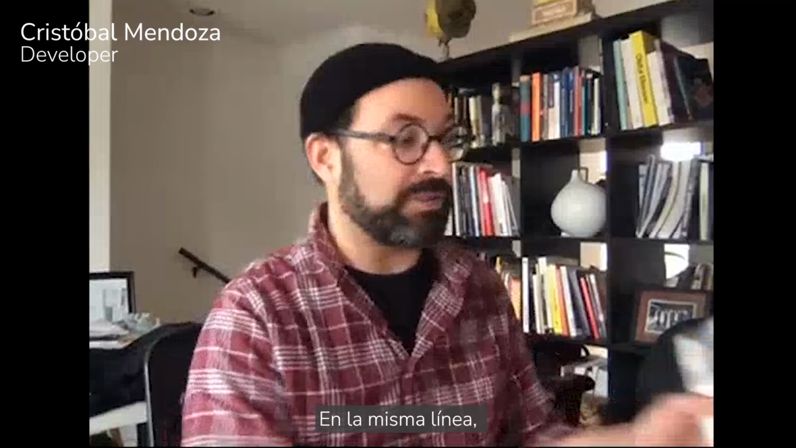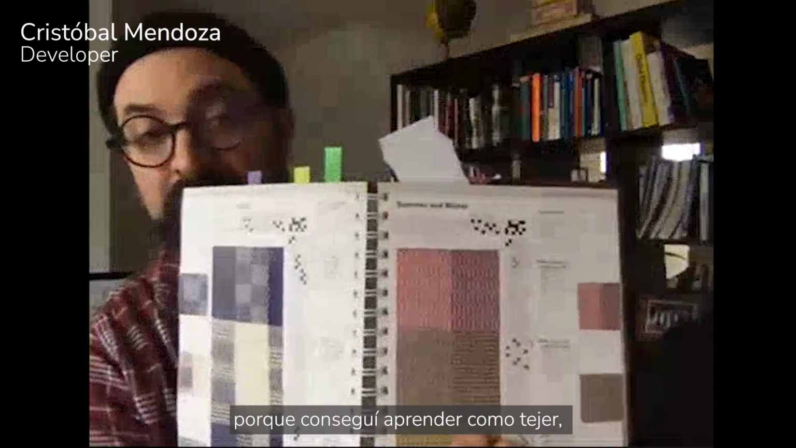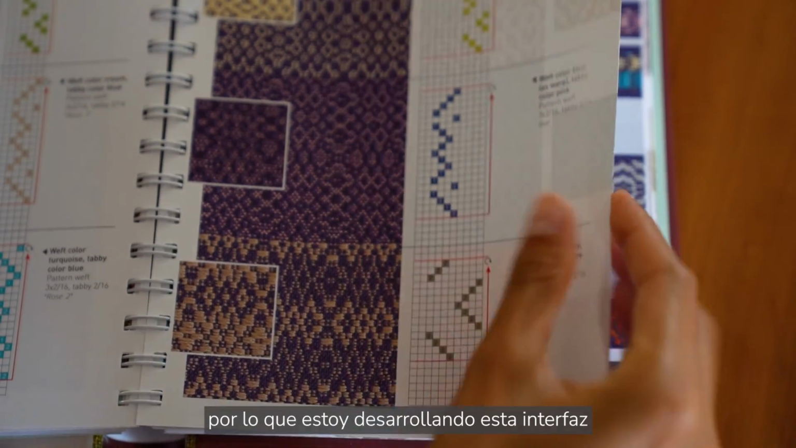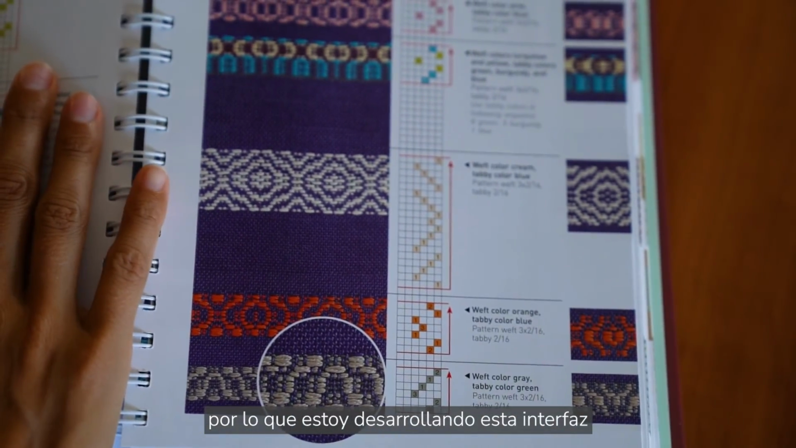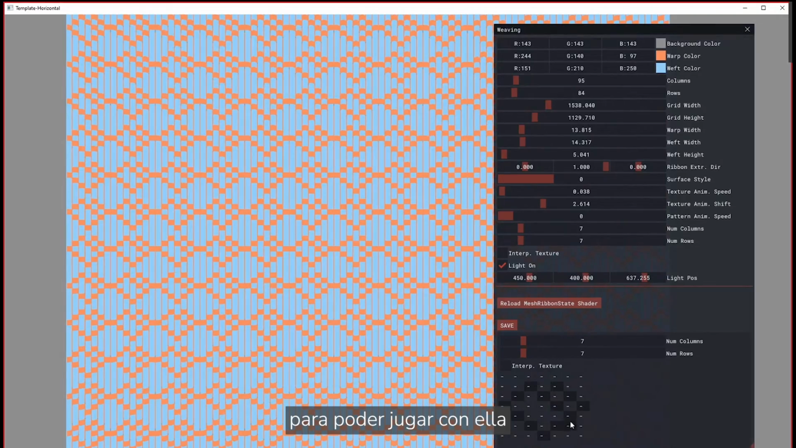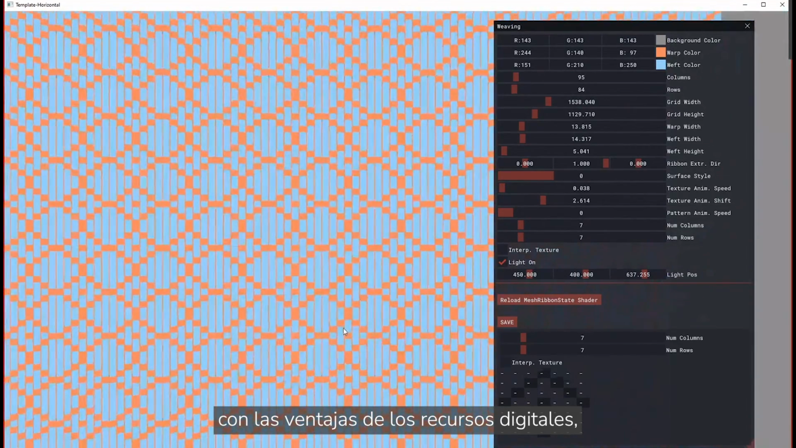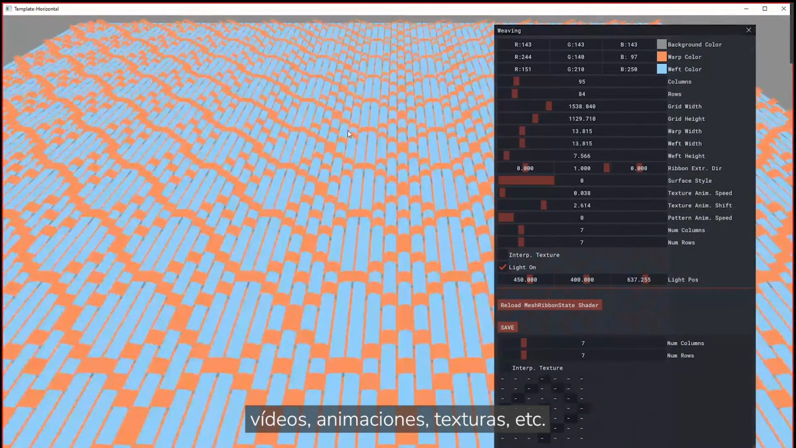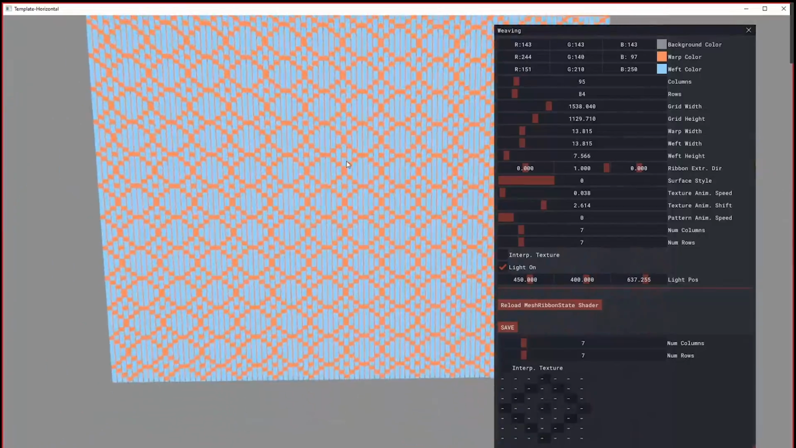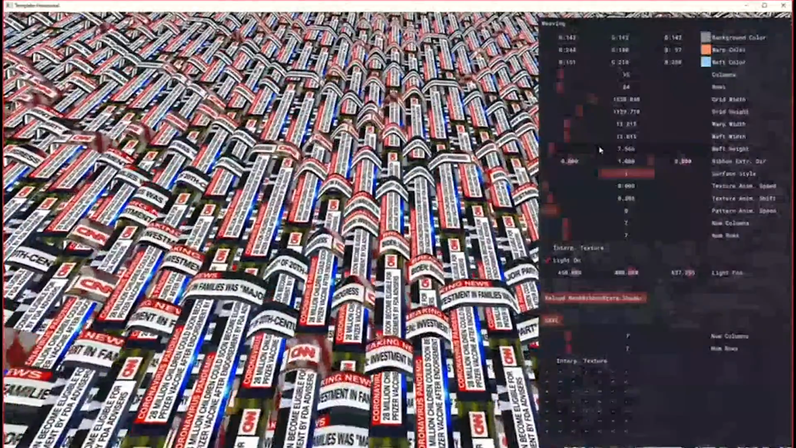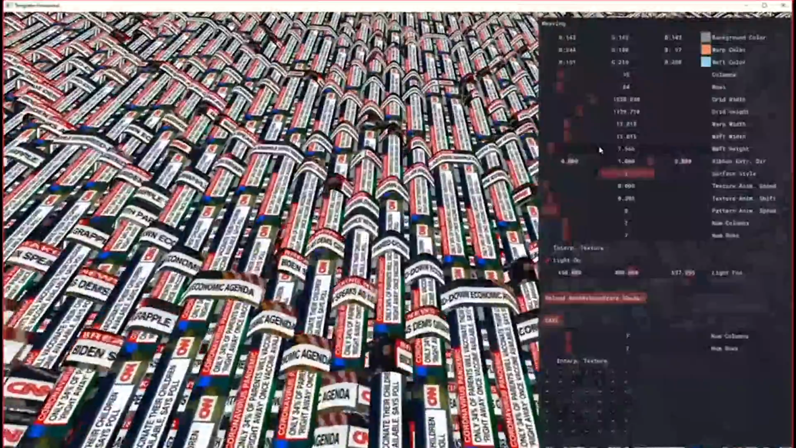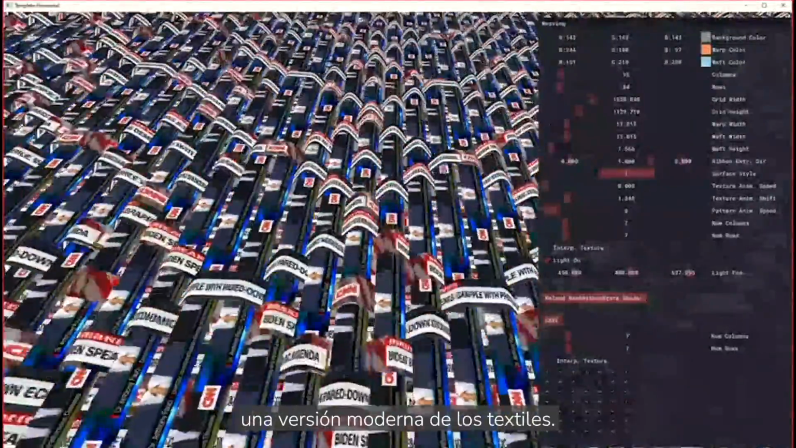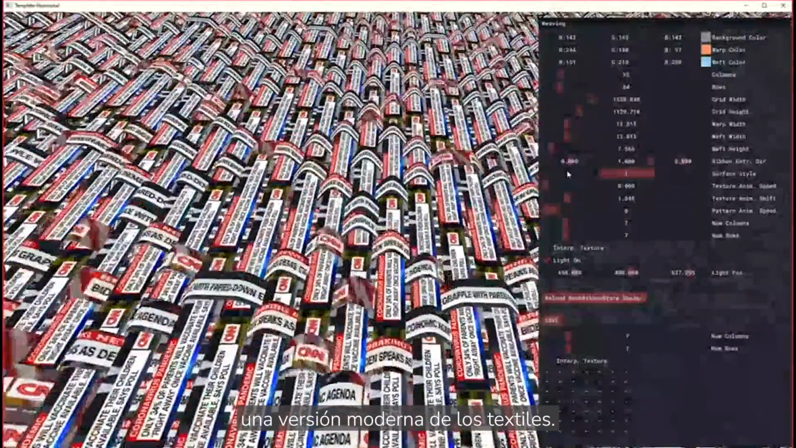Along the lines of this, because I finally learned how to weave, at least conceptually, I'm in the process of actually making this interface so that we'll have this to play with, but with, of course, the affordances of the digital materials that we have, such as videos, animations, textures, etc. I really consider our contemporary screens as a modern version of the textile.